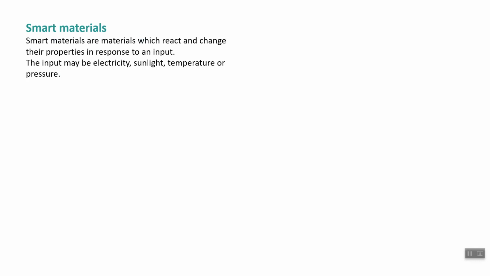Smart materials are materials which react and change their properties in response to an input. Un input, ça veut dire une action qui entraîne une réaction. Donc, the input may be electricity, sunlight, temperature or pressure. Ça veut dire que si je passe de l'électricité à travers le matériau en question, ça va changer de forme, ou de couleur, ou alors ça va réagir, ça va bouger peut-être.